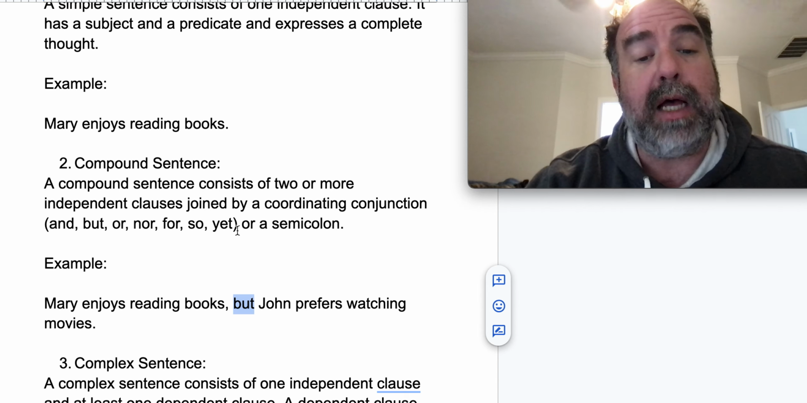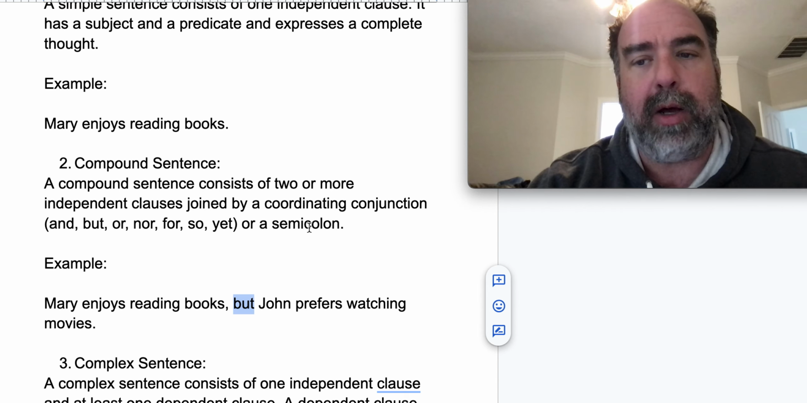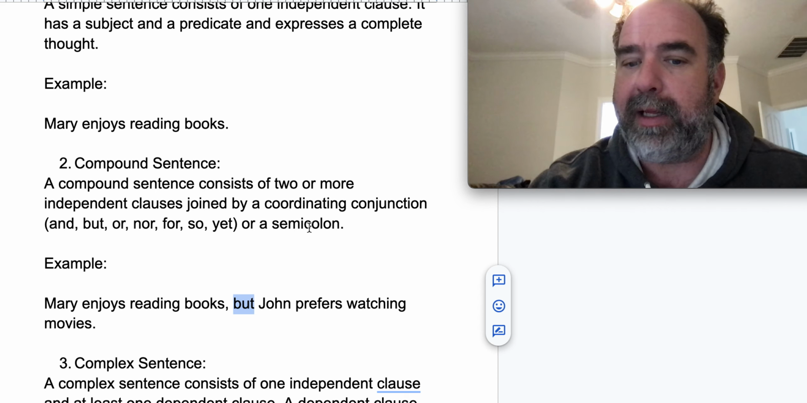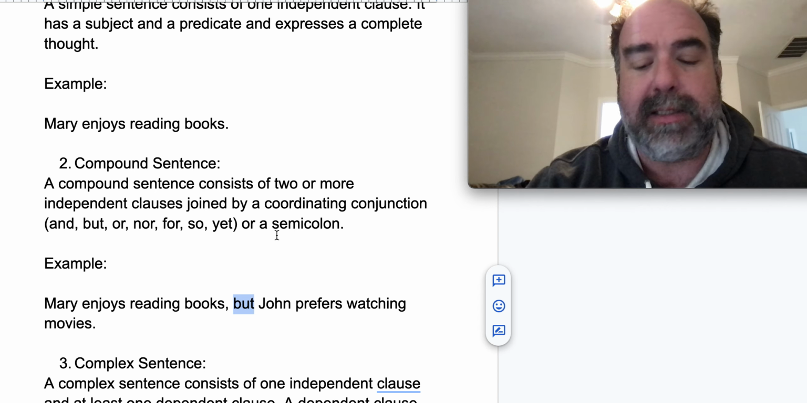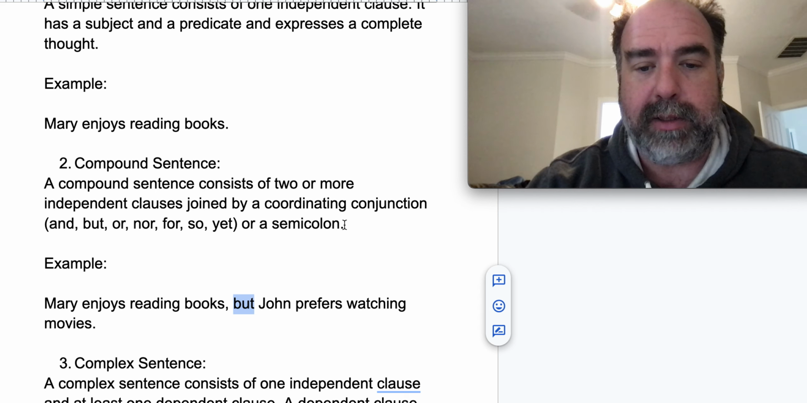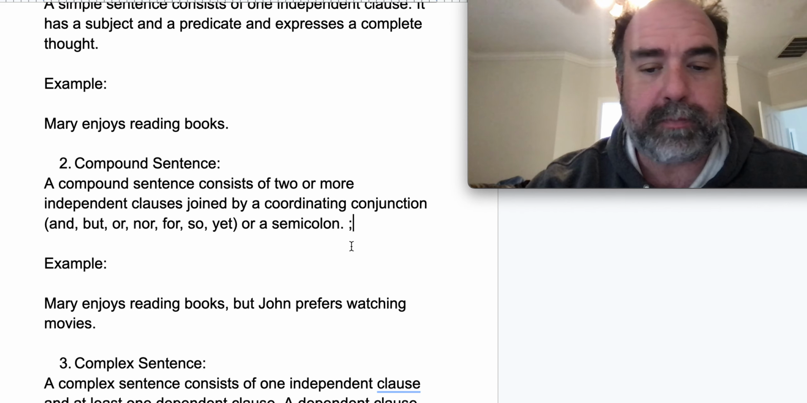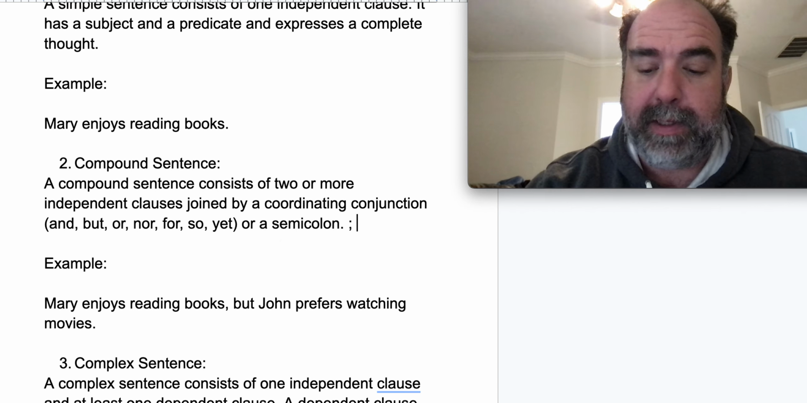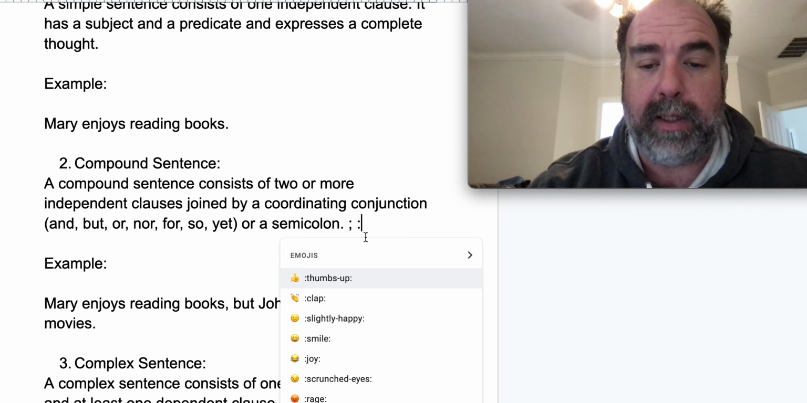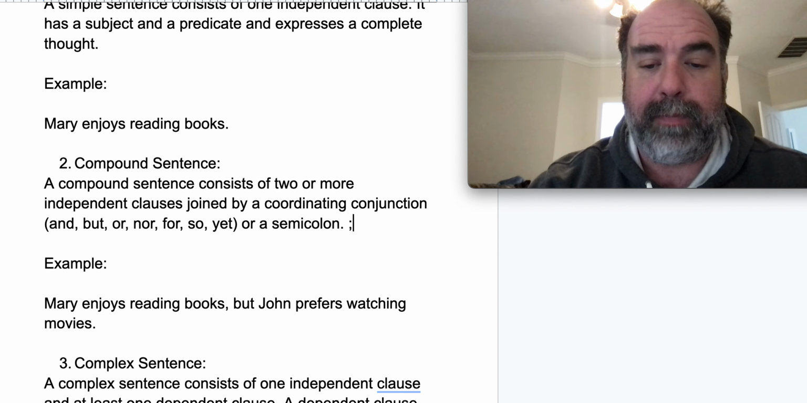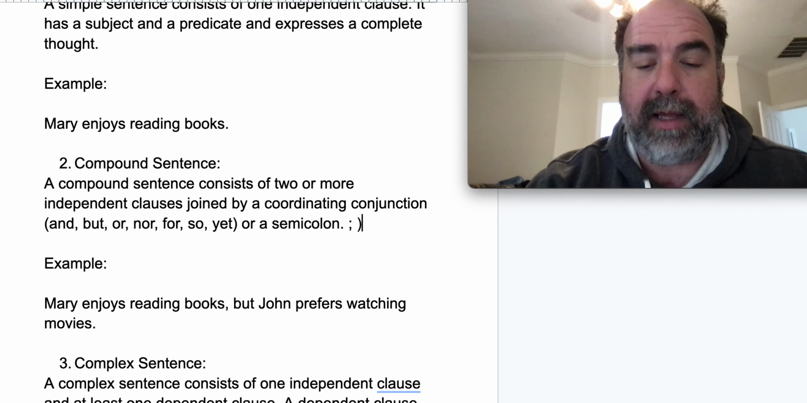You can also, by the way, use a semicolon. I know colons and commas and all these sound really confusing, but it's the one that looks like a. I can just do it like this. I can just show you. That's a semicolon. It has a period floating over a comma. And this is a colon. So that's a full colon. That's a semicolon. That's a winky face.